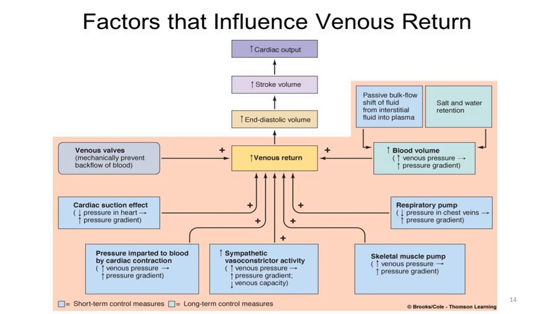Here you can see important factors that help venous return. First of them is venous valves, and the other important factor is the cardiac suction effect, which decreases pressure in the heart and increases the gradient of pressure between veins and heart. The other reason for venous return is pressure imparted to blood by cardiac contraction. By cardiac contraction, venous return will be increased because of increasing pressure gradients.